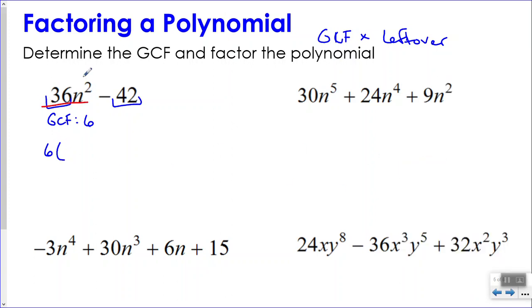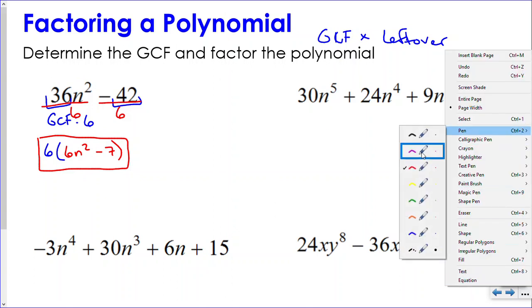So I say, okay, when we factor, it's the same as dividing. So 36n squared divided by 6 is the same thing as 6n squared. Negative 42 divided by 6 is the same thing as negative 7. So my factored form is going to be 6 times 6n squared minus 7. I can check my work by multiplying back out and seeing if I get the same thing that I started with. So 6 times 6n squared is 36n squared, and 6 times negative 7 is negative 42. This works as the polynomials get longer.